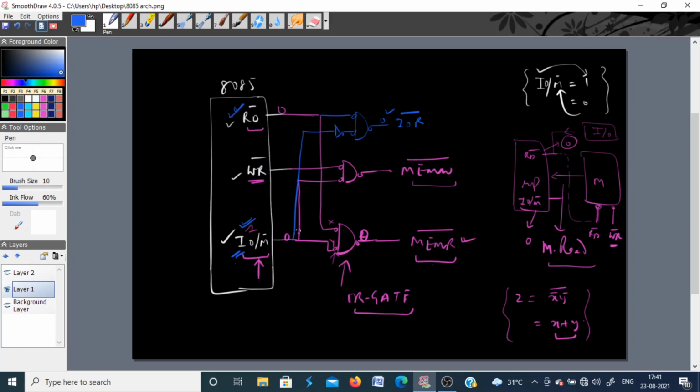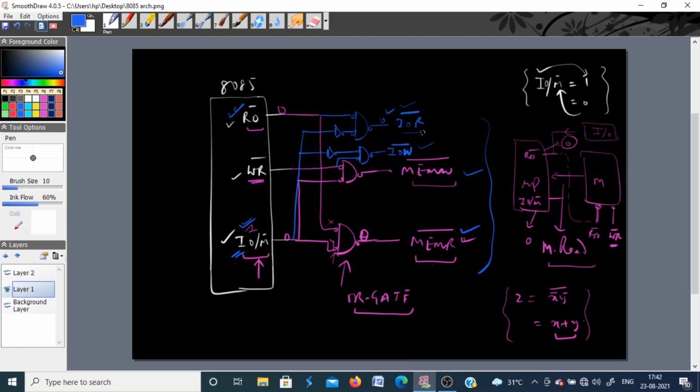Similarly, you can combine these two, input output and the write signal, to generate an input output write operation. How will it be done? You can again use this signal, invert it, and combine it with the write signal using an OR gate. You will get the input output write signal. So you have generated 4 different signals: a separate signal for memory read, separate for memory write, separate for input output read, and separate for input output write.